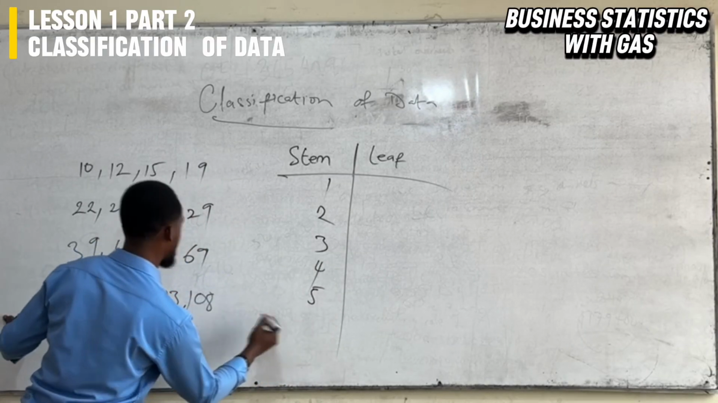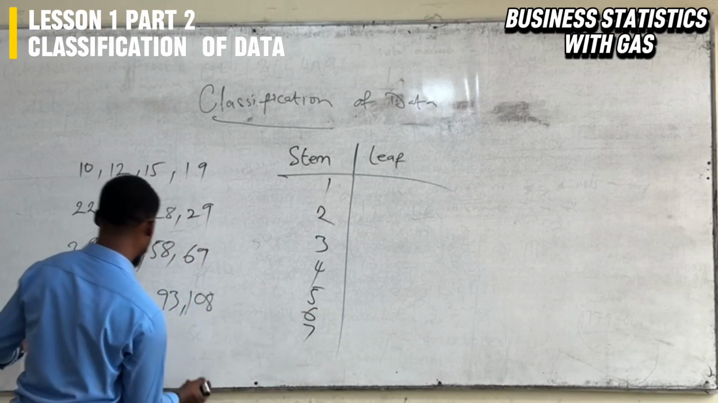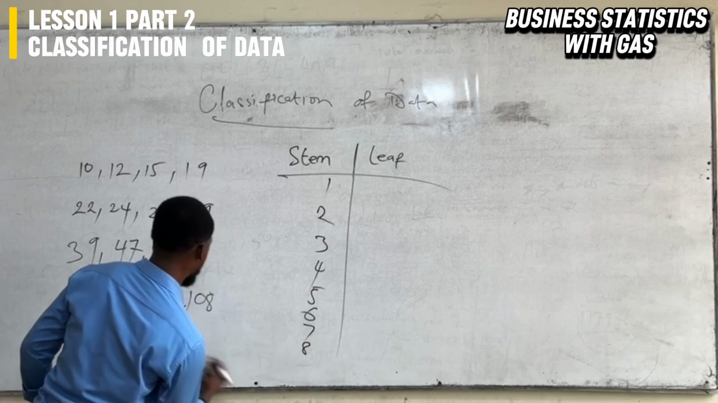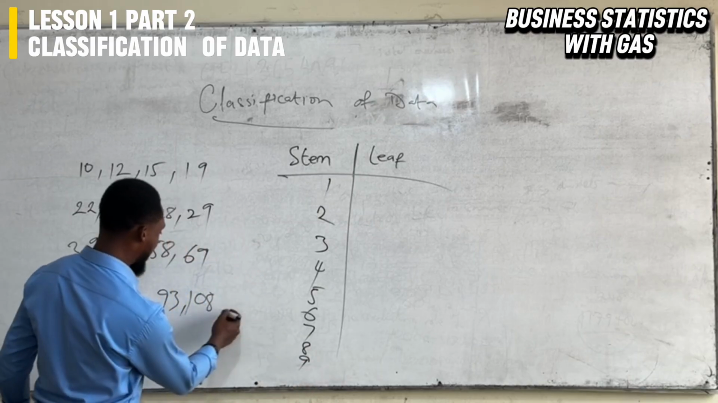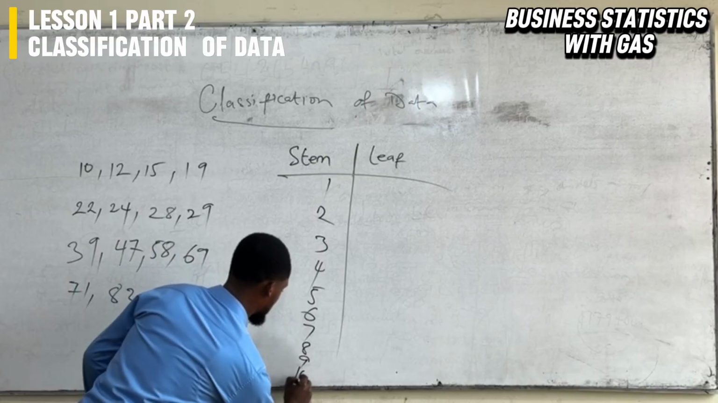We have 69, you take 6. We have 71, you take 7. We have 82, we take 8. We have 93, we take 9. Then we have 108, which is in the 100s, so you take 10.